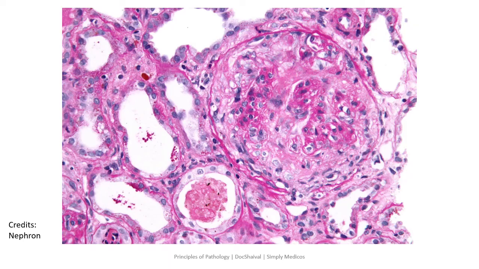Okay, now here you can see the crescent formation. Here this is the crescent. Let me change the color so that you can see more clearly. This is the crescent formation. Okay, so that crescent is again because of the fibrin from the parietal or visceral epithelium, mainly parietal, and also because of the neutrophils and the monocytes.